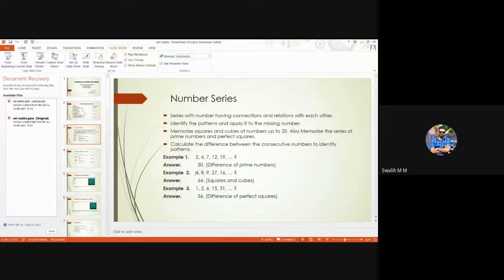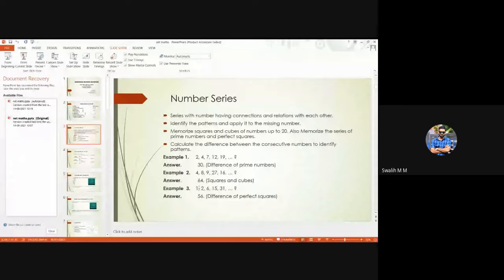Now, the next question is, see, 4, 8, 9, 27, 16. If you know the squares and cubes of numbers, you get the answer directly. You know 2 square is 4, 2 cube is 8, like that 3 square is 9, and 3 cube is 27. Again, 16 is given, that is 4 square. So the next number would be 4 cube, 64.